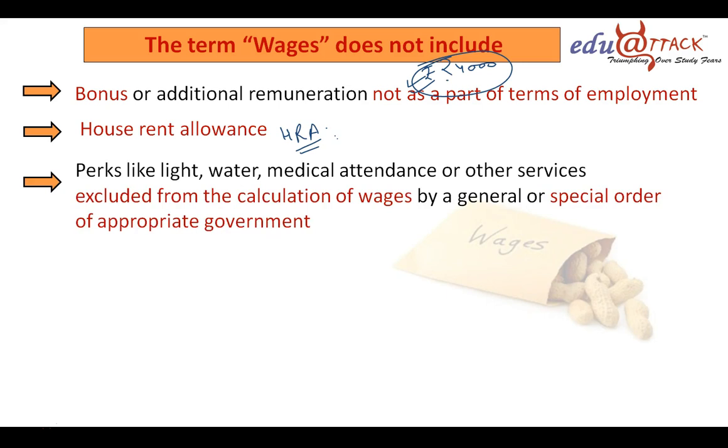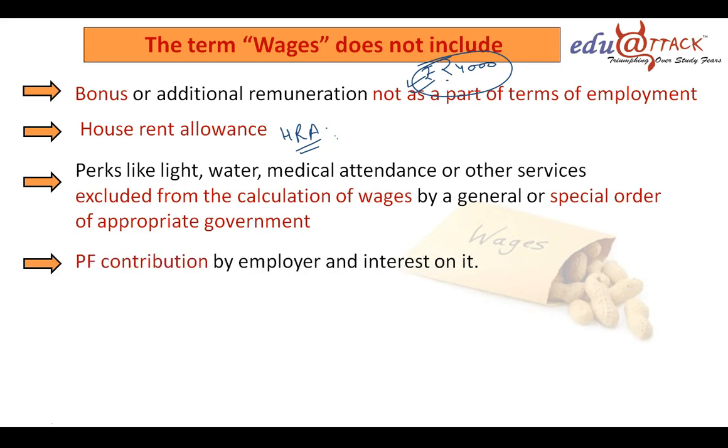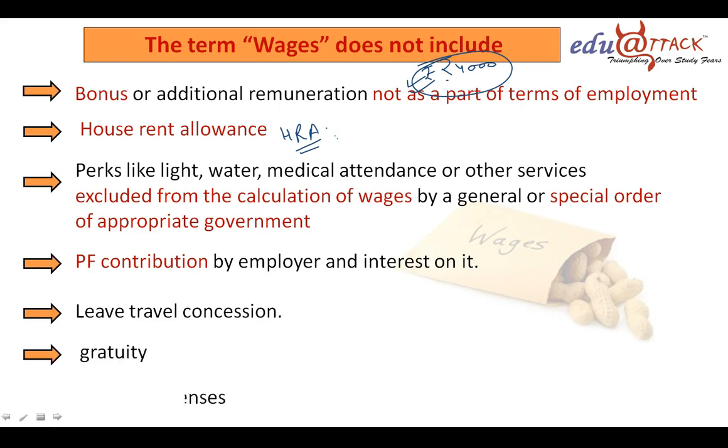Perquisites like light, water, medical attendance or other services which are excluded from the calculation of wages by a general or special order of the appropriate government. PF contribution by the employer, interest on it, we will not calculate. Any provident fund, leave travel concession, we will not take it. Gratuity, we will not take it.